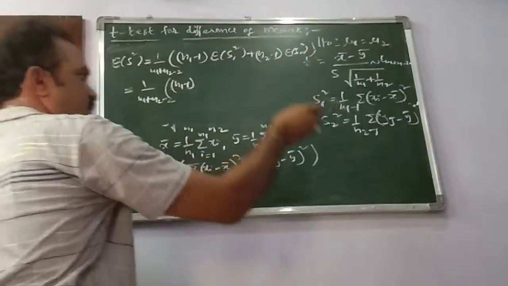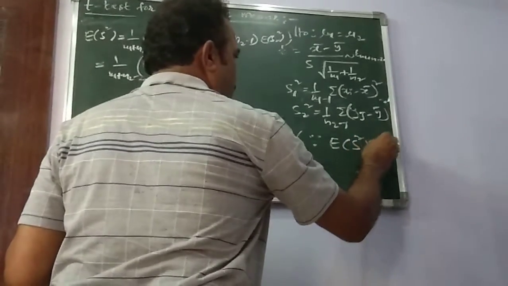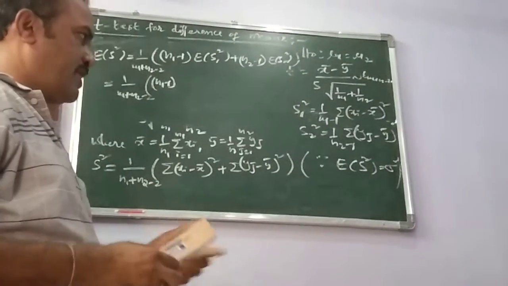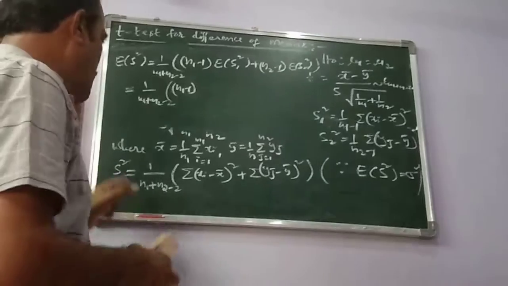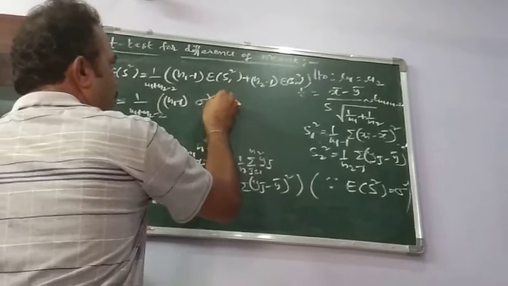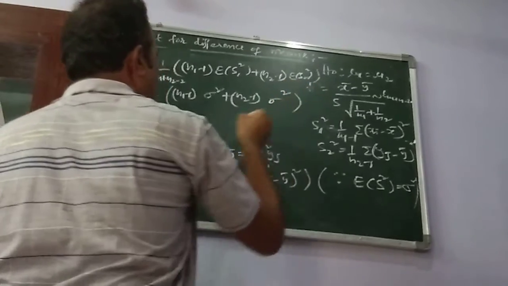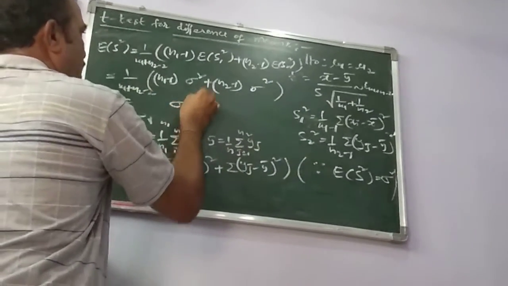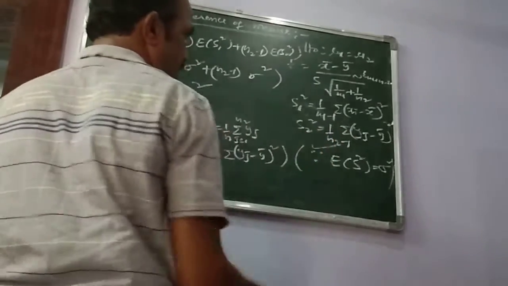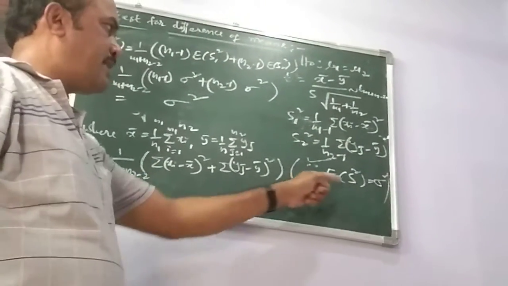What is the expectation of s1 square? We know that the expectation of capital S square equals sigma square, since the sample variance is an unbiased estimator of the population variance. This is a general result. So the expectation of s1 square is sigma square, and the expectation of s2 square is also sigma square. After simplification, finally it is sigma square. So the expectation of capital S square equals sigma square. This is the original result, where S square equals 1 by (n minus 1) times summation of (xi minus x bar) whole square.